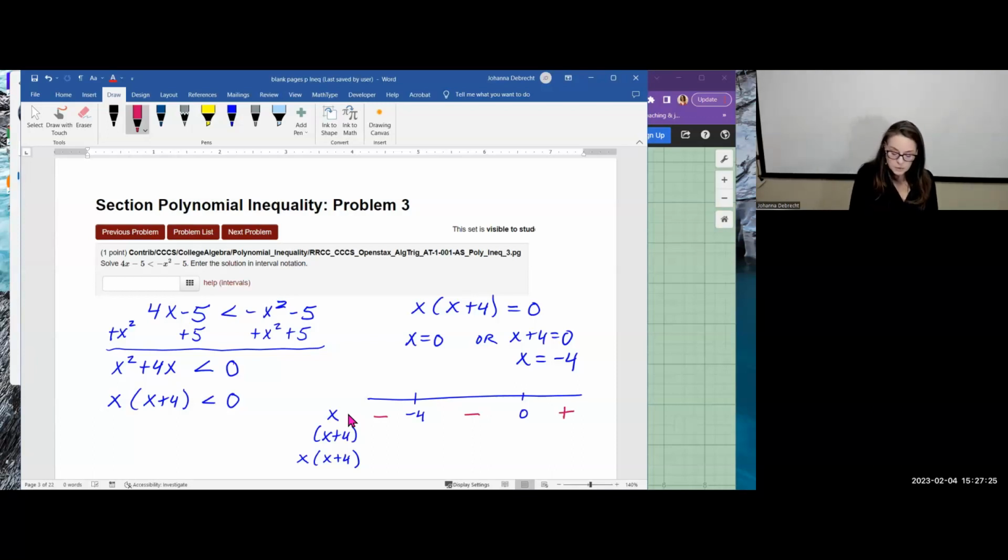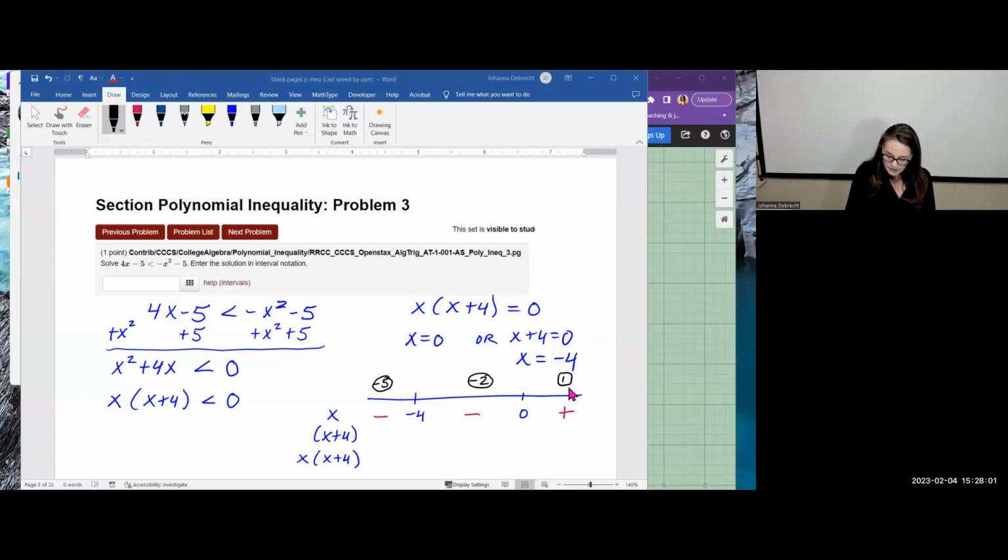What I'm actually doing here is taking a test point. Like in this region, I could use negative 5. In this region, I could use negative 2 or negative 1. And up here, I can use a test number of 1. So I've got these 3 test numbers, and I'm plugging them into the factor to figure out if it's positive or negative. I don't really care about the number. I just want the sign. Because this says that x times x plus 4 is less than 0, that just means it's negative. So I'm looking to see where that becomes negative.